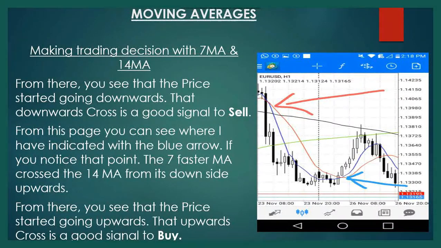From there, you see that the price started going downwards. That downwards cross is a good signal to sell. From this page, you can see where I have indicated with the blue arrow. If you notice that point, the 7 faster MA crossed the 14 MA from its downside upwards. From there, you see that the price started going upwards. That upwards cross is a good sign to buy.